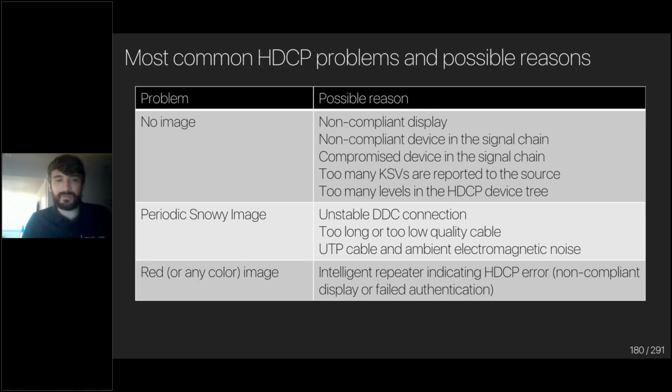The periodic snowy image is an indication that the source is sending out a signal, but the encryption and decryption process is not working for some reason. This could be an unstable DDC connection, or you're using a low quality cable and you're getting pixel errors. As we mentioned, the pixels can be used in the encryption and decryption, and if they're not transmitted correctly, then you won't be able to decrypt the signal, which is another increased sensitivity that HDCP puts on the system.